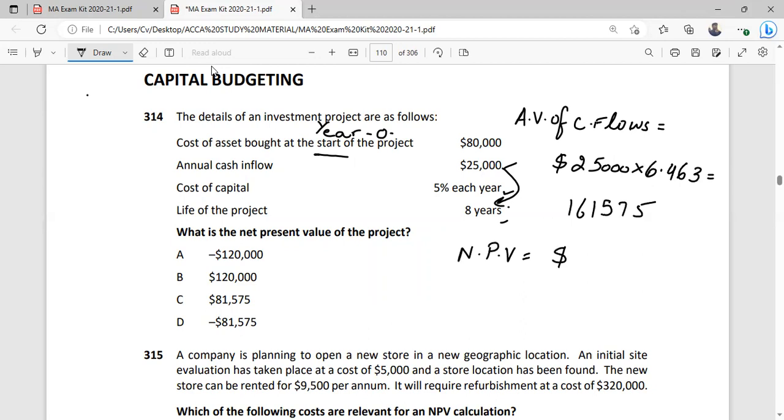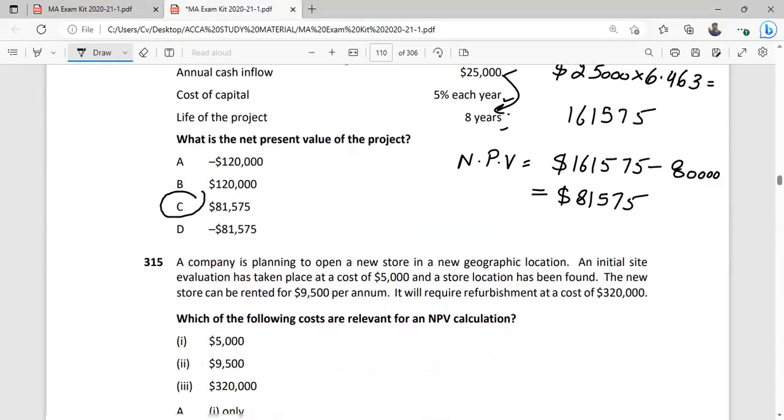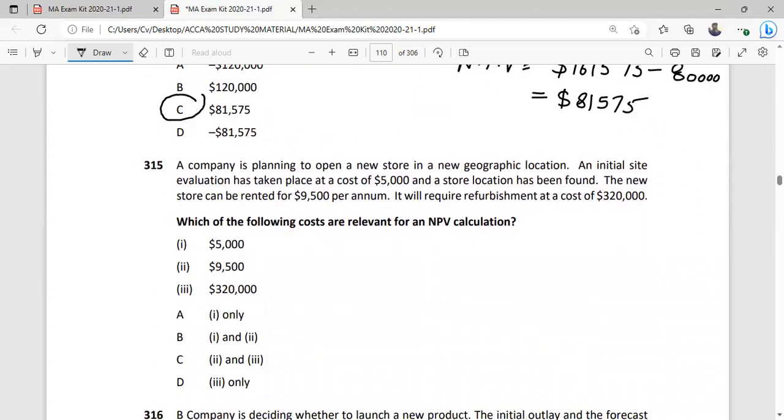Next step is to calculate net present value. It is equal to annuity value of cash flows minus initial investment. So we have NPV of 81,575 positive. So C is the right answer. This is the first question. Any question? Okay. Then we have the next one.